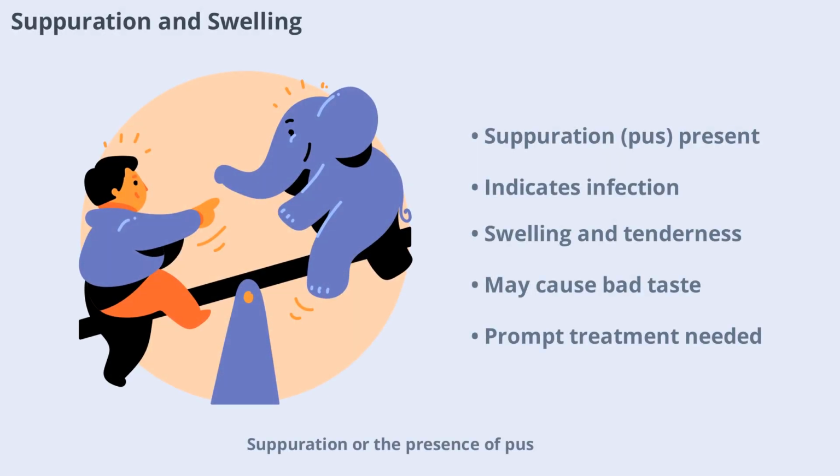Suppuration, or the presence of pus, is a clear sign of infection around a dental implant. This, along with swelling of the surrounding tissues, indicates that peri-implantitis has progressed beyond mild inflammation. Suppuration is often accompanied by discomfort and may be noticed by the patient as a bad taste or odor. Swelling can make the area tender and more difficult to clean, further exacerbating the problem. Addressing these symptoms promptly is vital to prevent further damage.